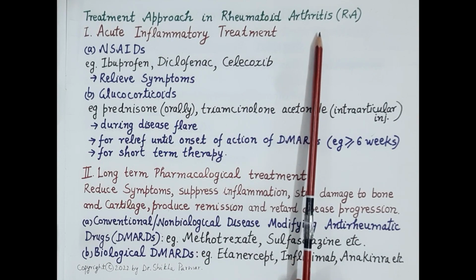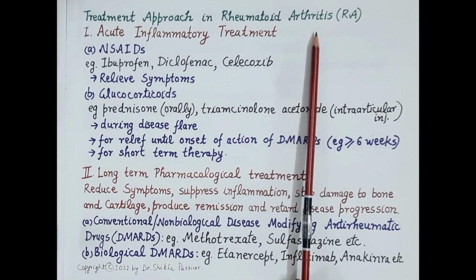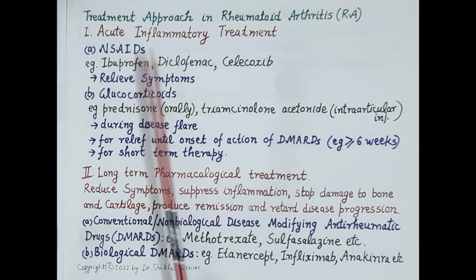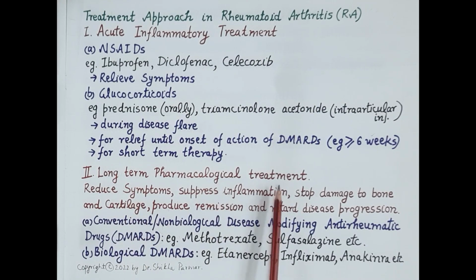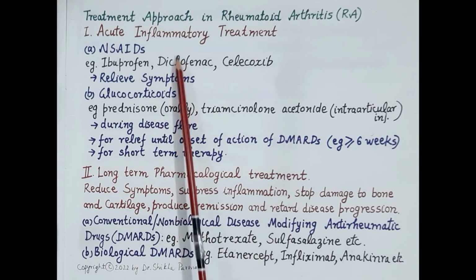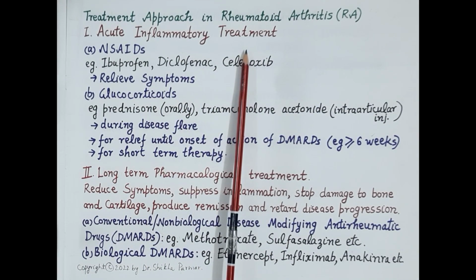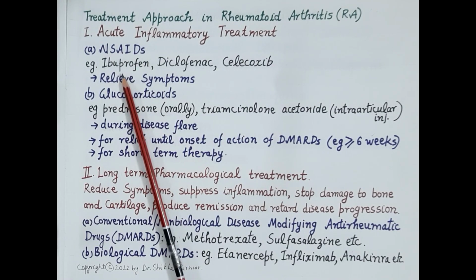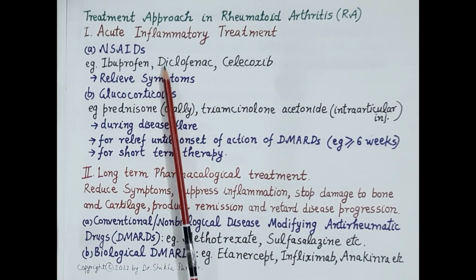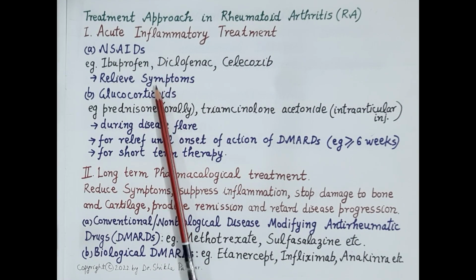Now let's discuss the treatment approach in rheumatoid arthritis. That means how to treat rheumatoid arthritis. Now treatment of rheumatoid arthritis is divided into two groups. One is the acute inflammatory treatment and the other is long-term pharmacological treatment. Now acute inflammatory treatment is the treatment for a short period of time, and this includes treatment with NSAIDs like ibuprofen, diclofenac. Now NSAIDs provide symptomatic relief.